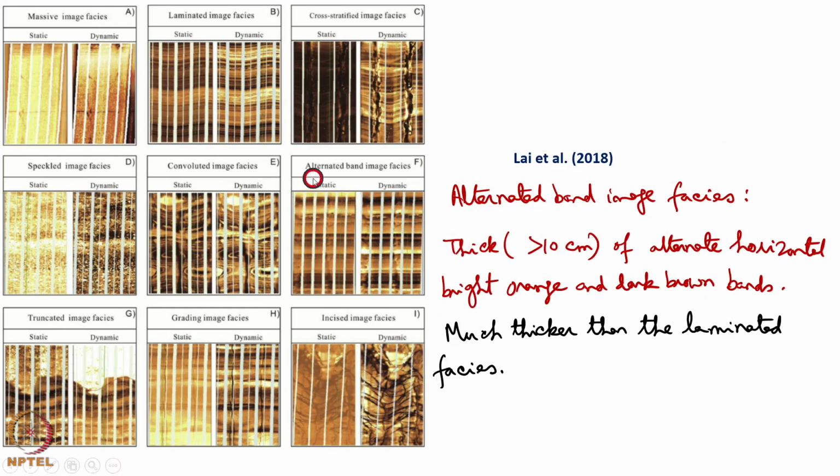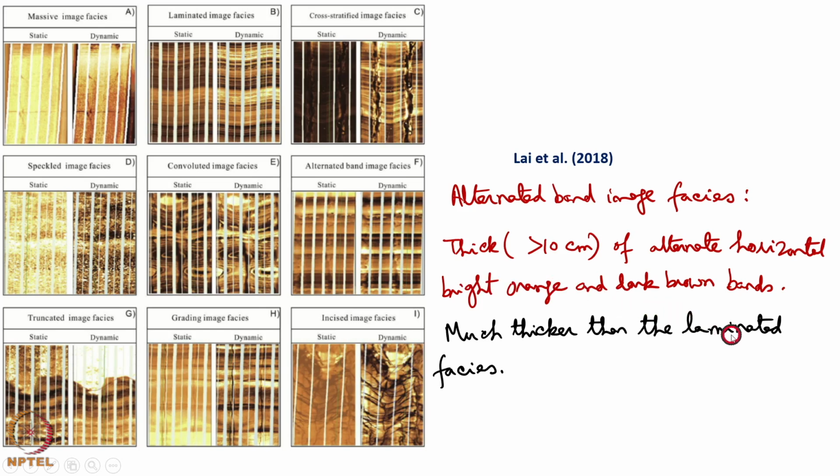Now, let us take the alternated band image facies. Here we are dealing with thick bands. How much is the thickness? More than 10 centimeter of alternate horizontal bright orange and dark brown bands, which can be checked over here in the static and the dynamic images. And in what way to distinguish it from the laminated image facies? We see here the bands are thinner, whereas they are thicker here. That is what is stated, much thicker than the laminated facies.